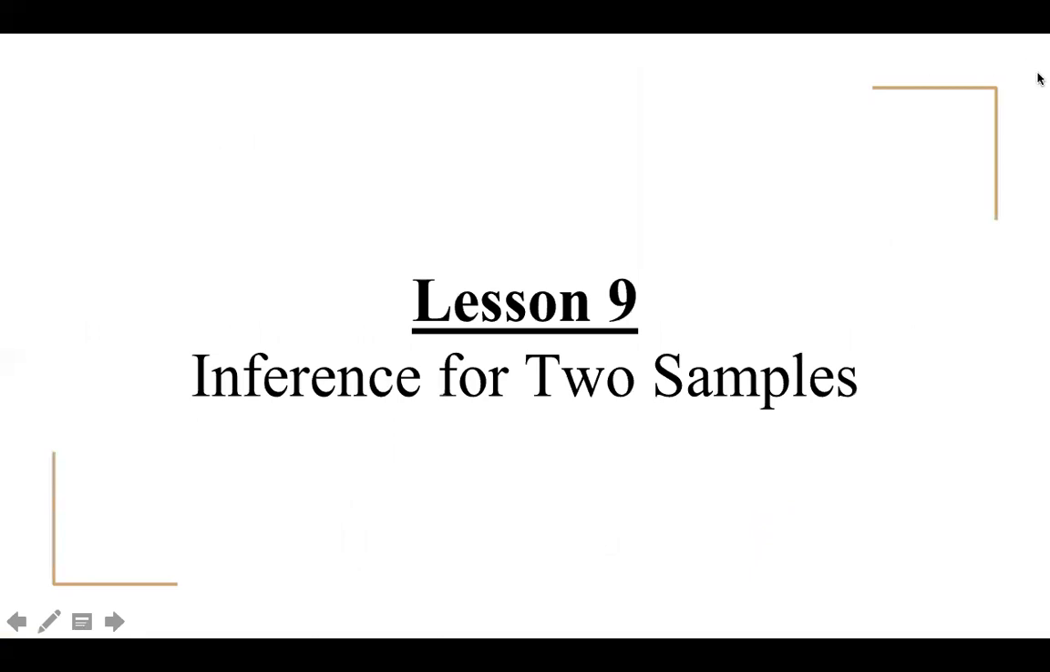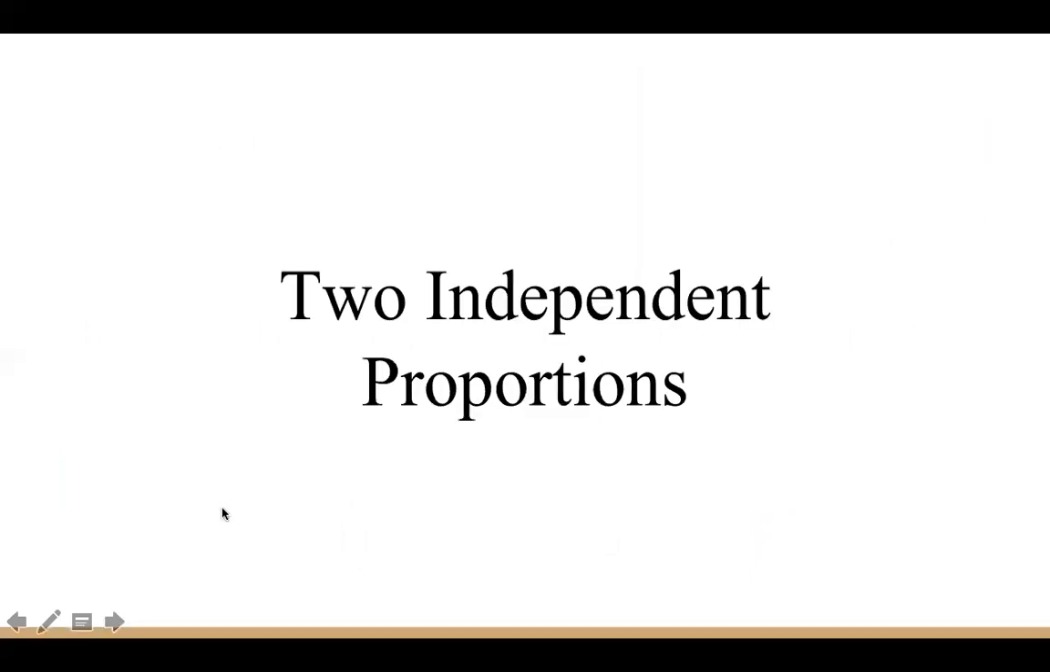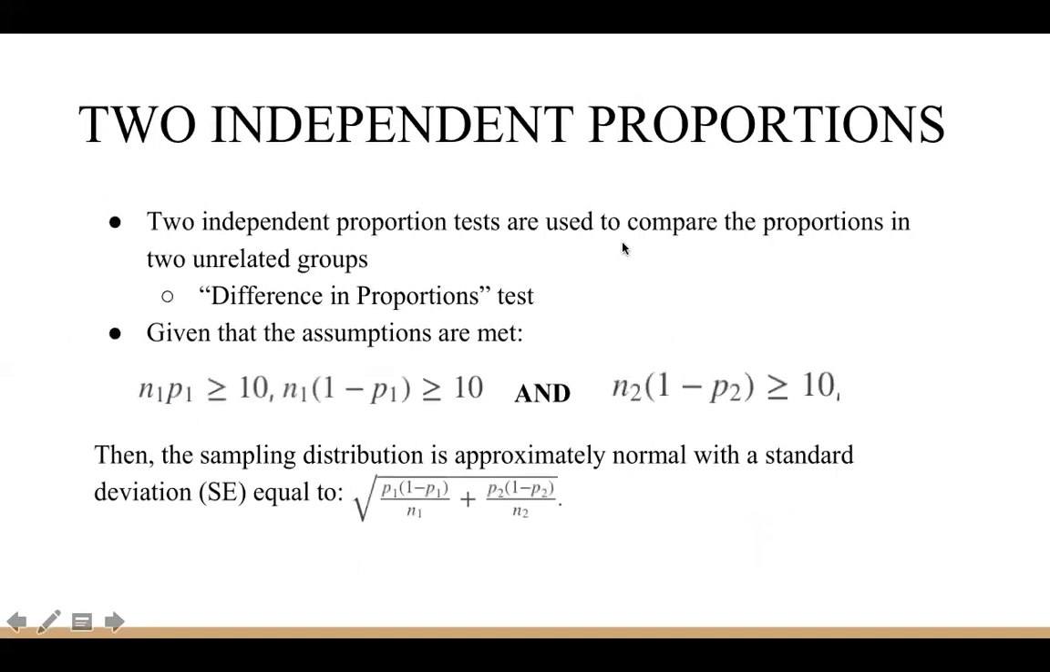So next we're moving on to lesson 9, which is inference for 2 samples. So it's kind of similar to what we just did, except it's 2. So we're using 2 proportions and 2 means here. So first with 2 proportions, we're going to start. So the assumptions here are similar to that of 1 proportion, except you just want to make sure that they're the same for both groups. You want to make sure that the assumptions are met for both groups and not just one or the other. And then you can go ahead and assume that they are approximately normal and use the normal approximation test here.